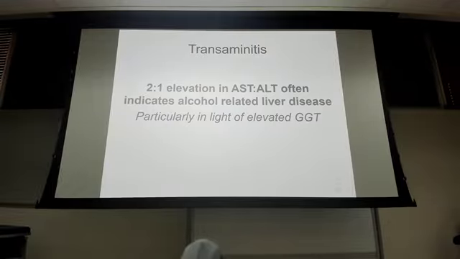So one key that you should know, it's going to be on your boards, it's going to be every time anyone talks about liver, basically, or transaminitis. If you have a 2-to-1 elevation of AST to ALT, often that's going to be alcohol. And then you also ordered that other marker, GGT. So if you have that 2-to-1 ratio, or greater than 2-to-1 ratio, transaminitis, AST to ALT, get the GGT, and if it's elevated as well, you're looking at alcohol, more than likely.